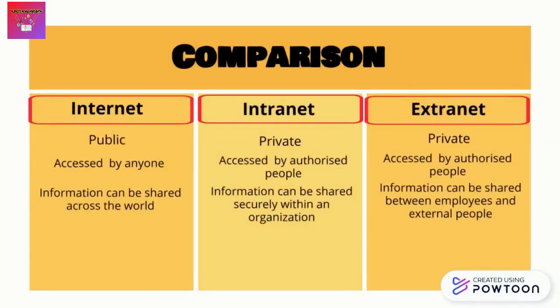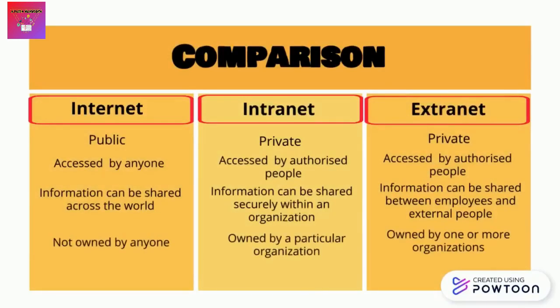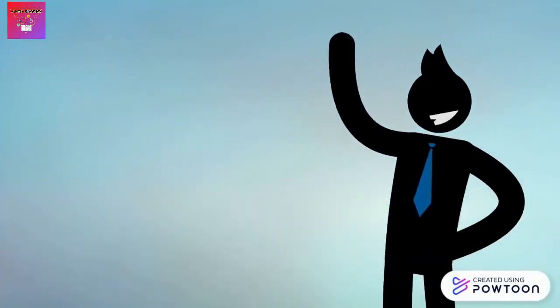In intranet, information can be shared securely within an organization, while in extranet, information can be shared between the employees and external people. Lastly, the internet is not owned by anyone, while an intranet is owned by a particular organization and an extranet is owned by one or more organizations.